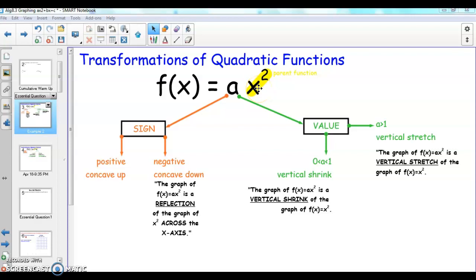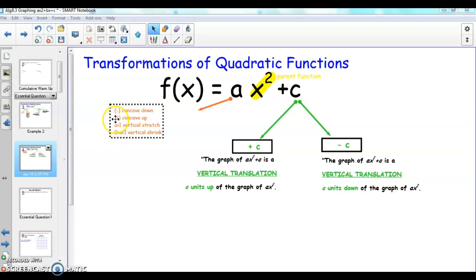At the beginning of this chapter, we talked about quadratic functions and the parent function f of x is equal to x squared. After, we looked at quadratic functions of the form f of x is equal to ax squared. Depending on the value and sign of a, we said that the sign of a causes the graph to either open upward or open downward, while the value of a causes either vertical shrink or vertical stretch to the graph of ax squared.